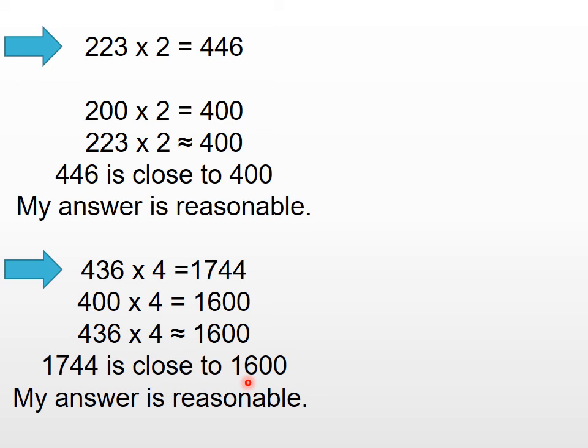So how would you prove that your answer is reasonable? First you consider your question and get your answer, and then you consider the bigger number. You decide which number it is close to. If it is 436, it would be close to 400. If it was 256, it would be close to 300. But if it is 246, it would be close to 200. Then you carry on the smaller digit, multiply, and get your answer. If your original answer is close to this answer, that means your answer is reasonable.